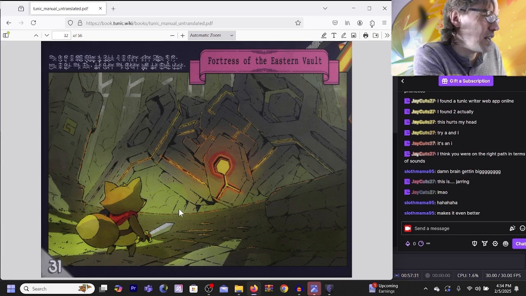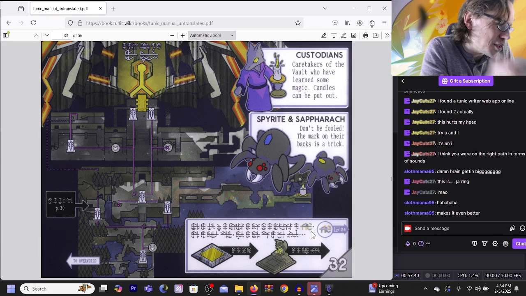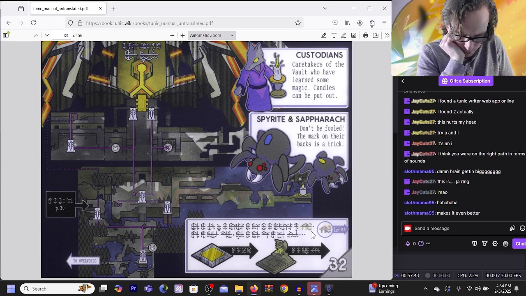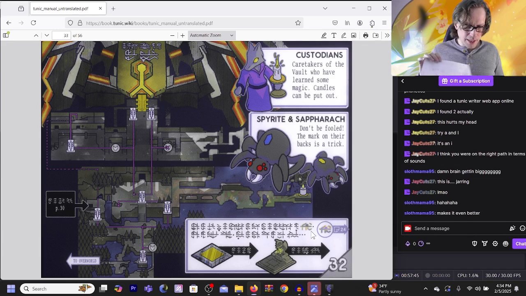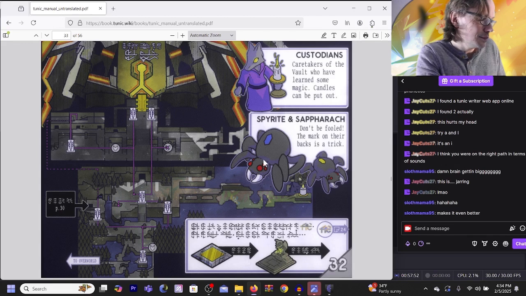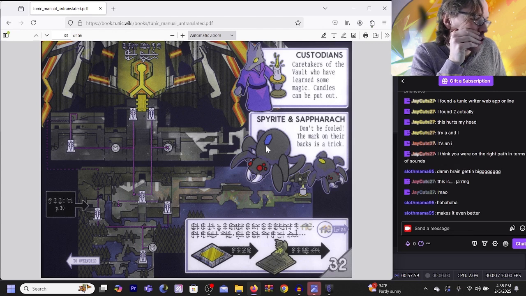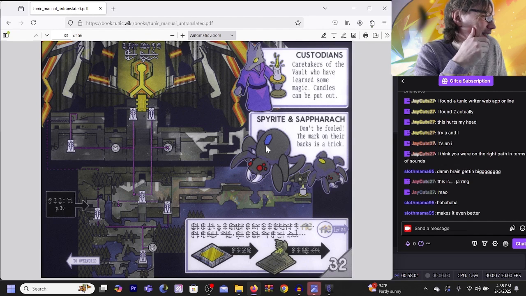This is the siege engine thing. Green word. That's interesting. Why is that word green? Have any idea what those letters mean? Marks on their back is a trick, a trick I never fully understood. No idea what that is.